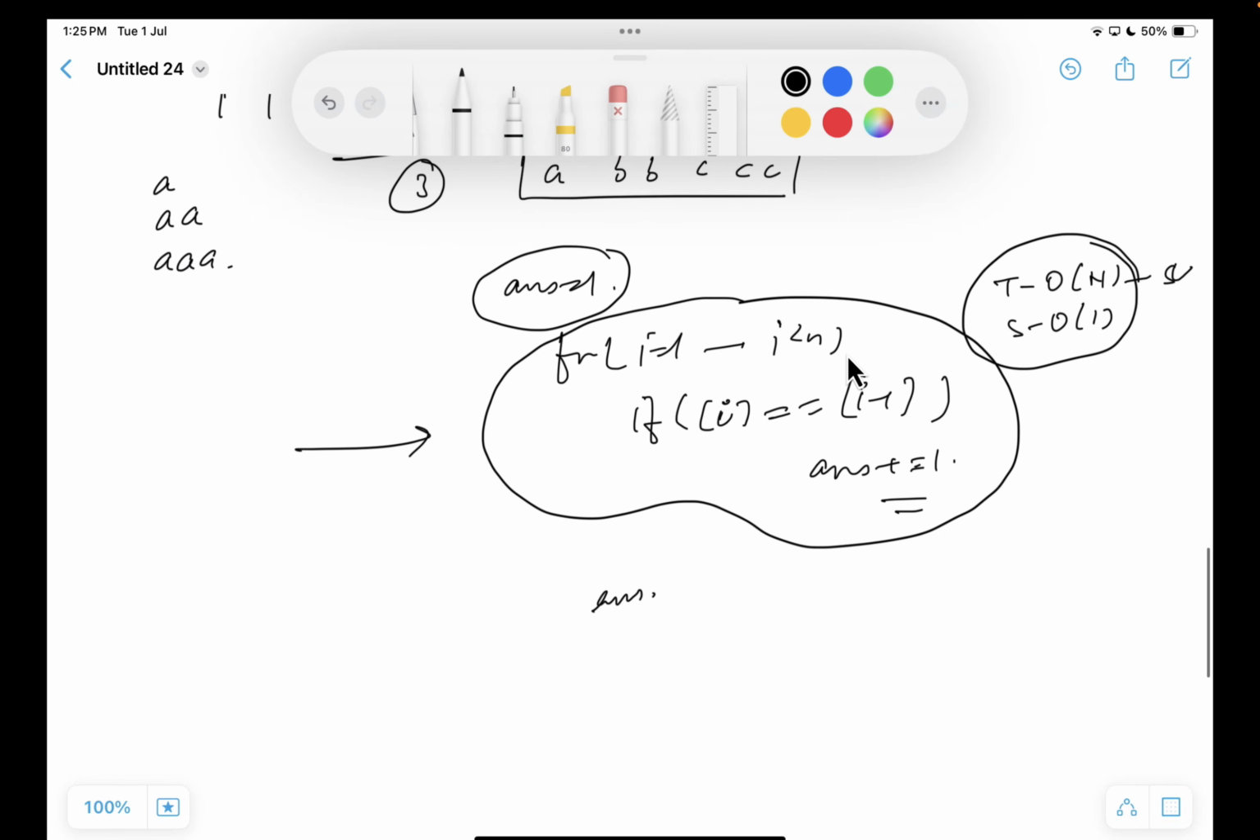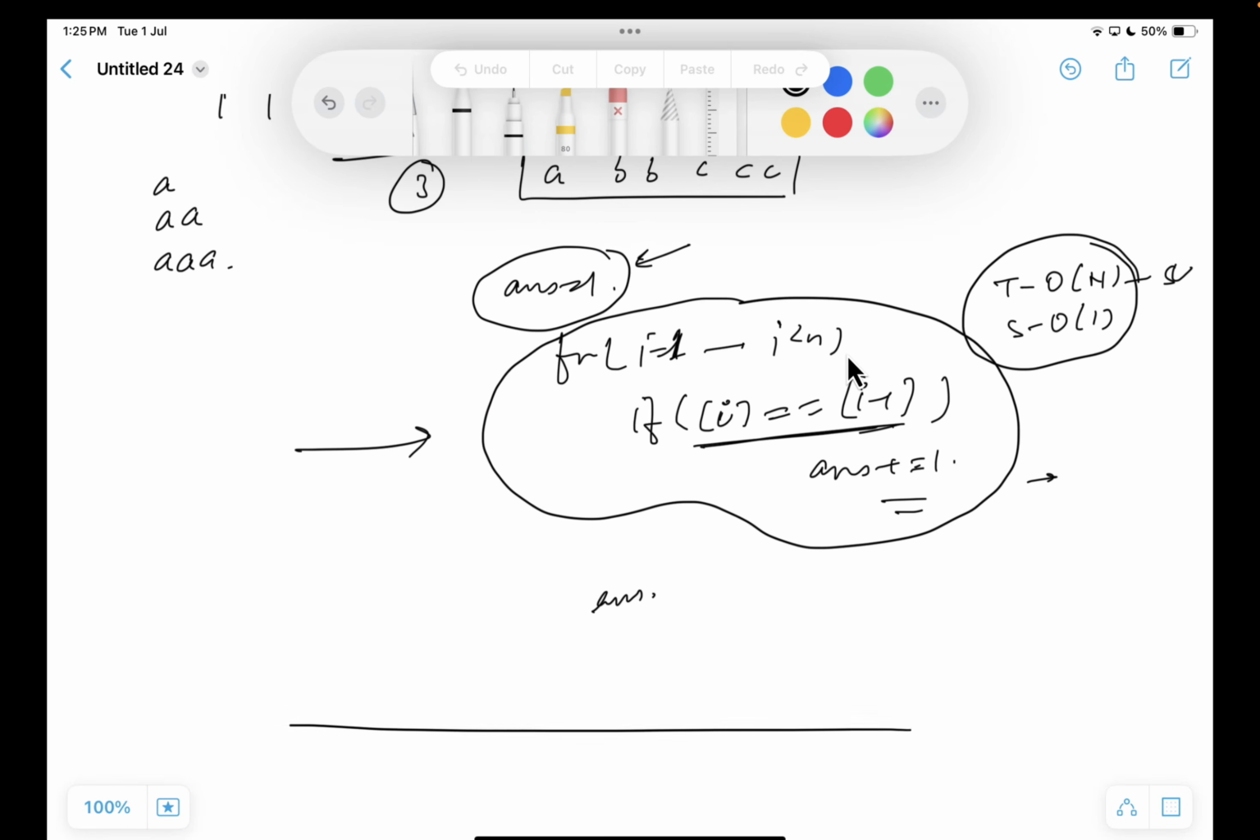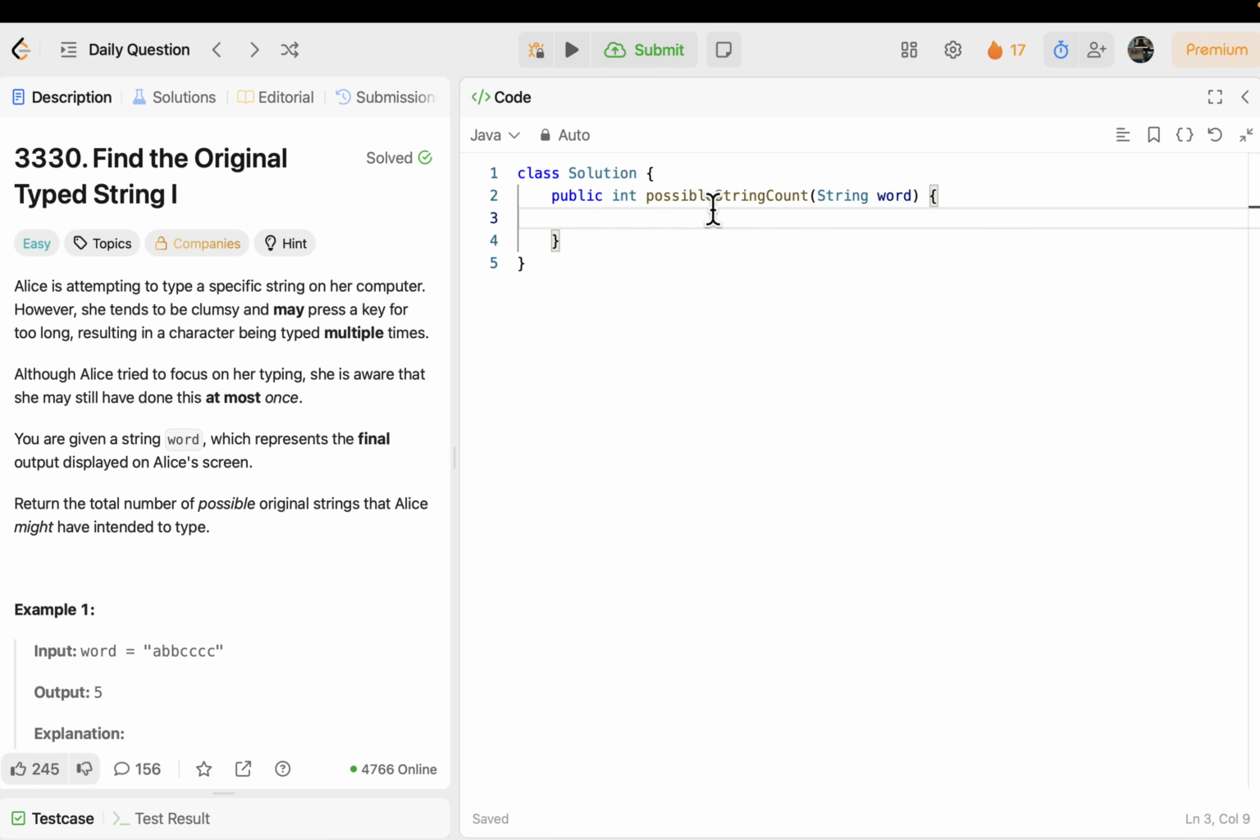And this is the code. This is the complete code. Answer equal to 1, going from 1 to n minus 1. If current character is same as the previous one, then increment by 1 and got the answer. I hope you understood the problem statement. I will do whatever I mentioned in the description, explanation.